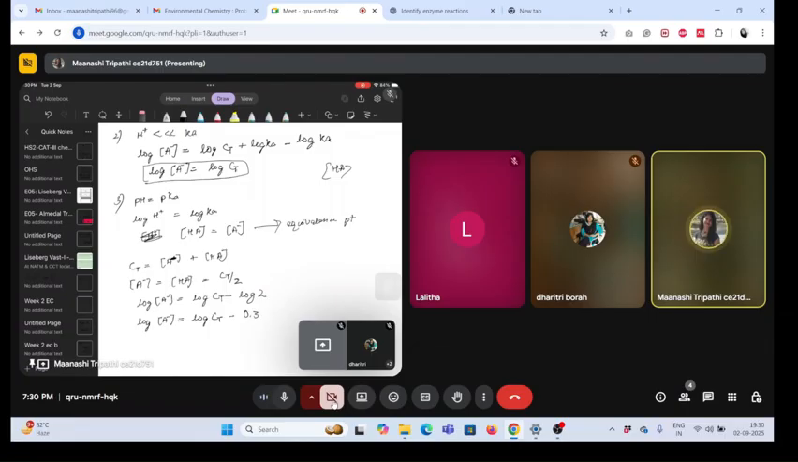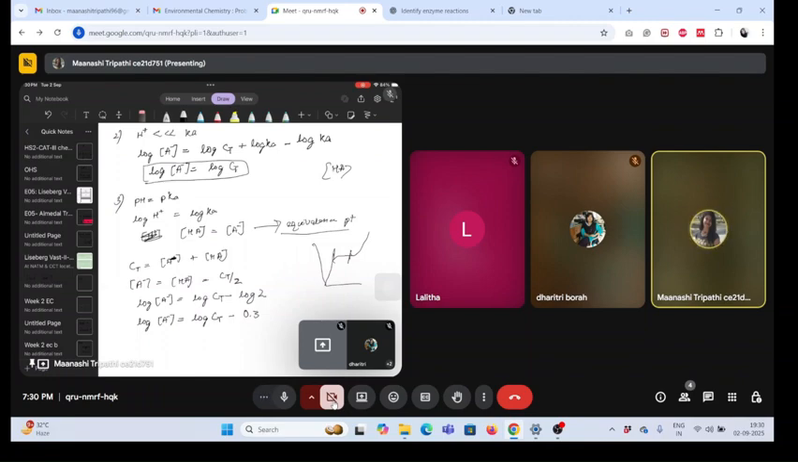So what is the significance of equivalence point? At equivalence point, pH is equal to pKa. So at this time, maximum buffering capacity will be there. Something like this. The graph will go like this. So these are the points where there is maximum buffering capacity.